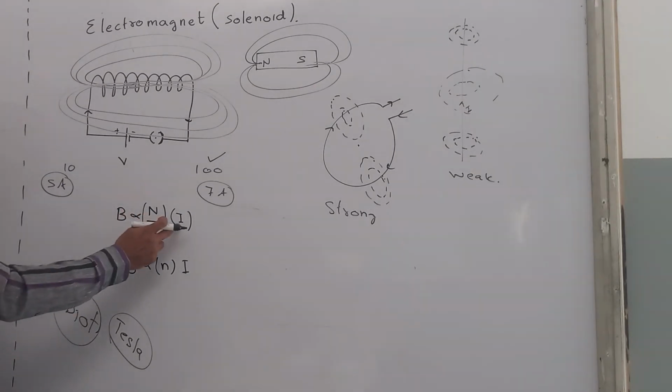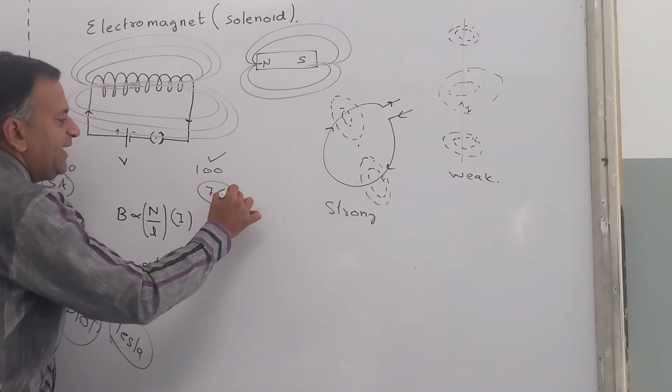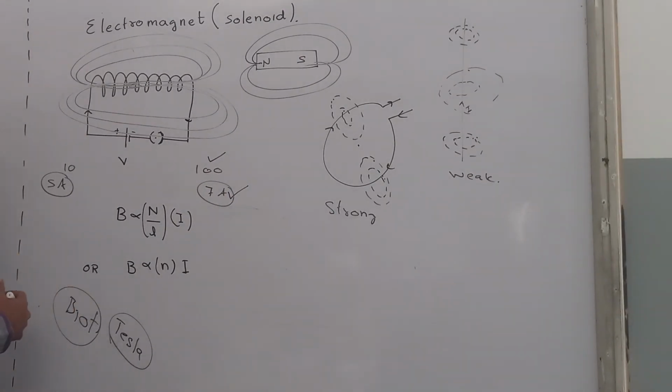Because B is directly proportional to current. That means the more the current, the more the magnetic field. So obviously the magnetic field will be greater for the 7 ampere current. Greater is the current, greater is the magnetic field.